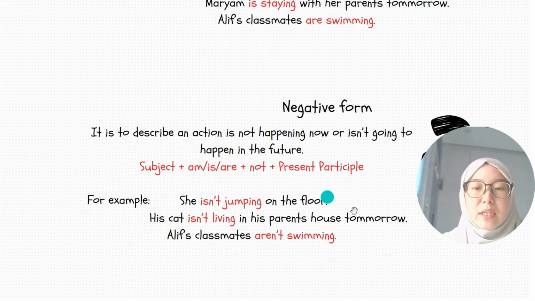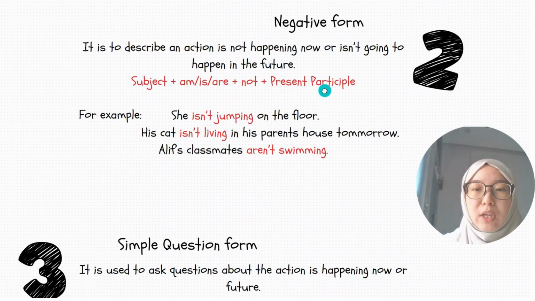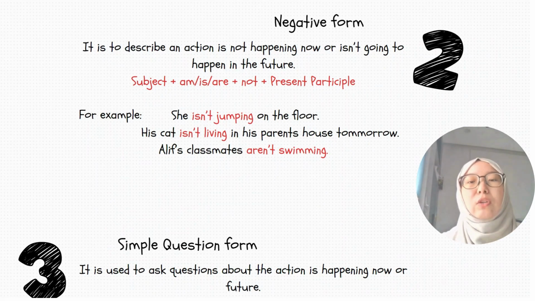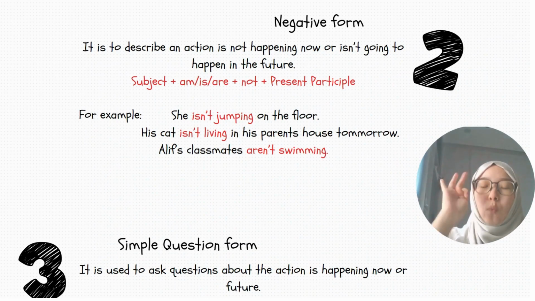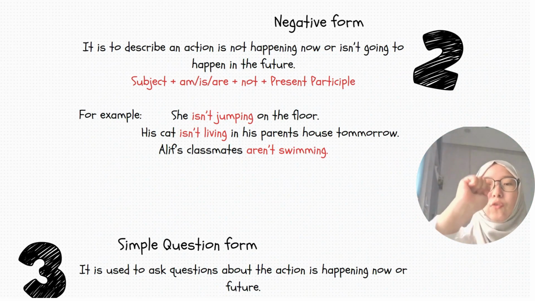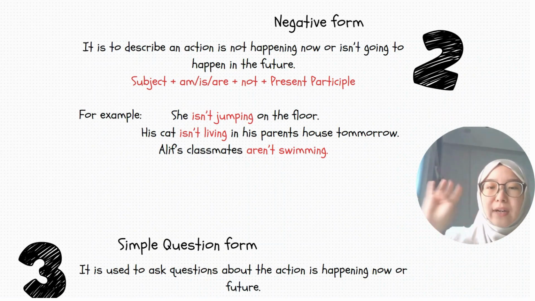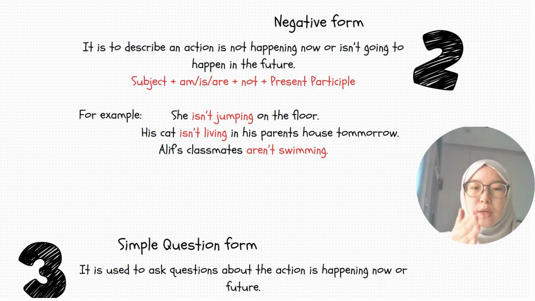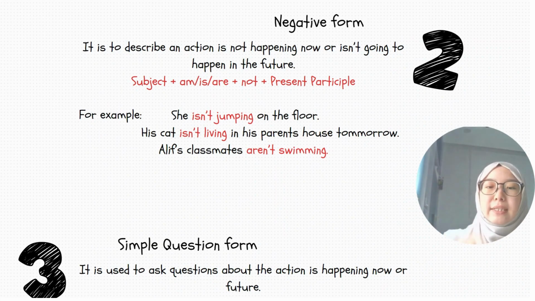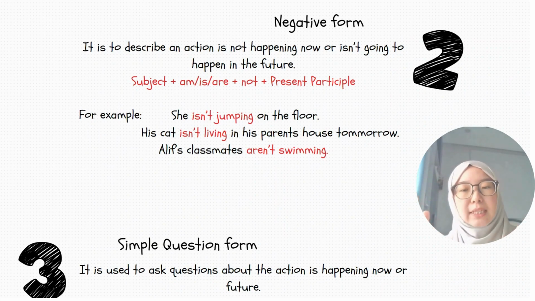And okay, so the last one, which is the WH question form. Okay, so the WH question form is used to ask questions starting with what, where, when, who, and why. Five WH words to seek specific information or answers. All right. So the sentence structure will be one of these five WH words, what, who, where, when, why, plus am or is or are plus subject plus present participle.